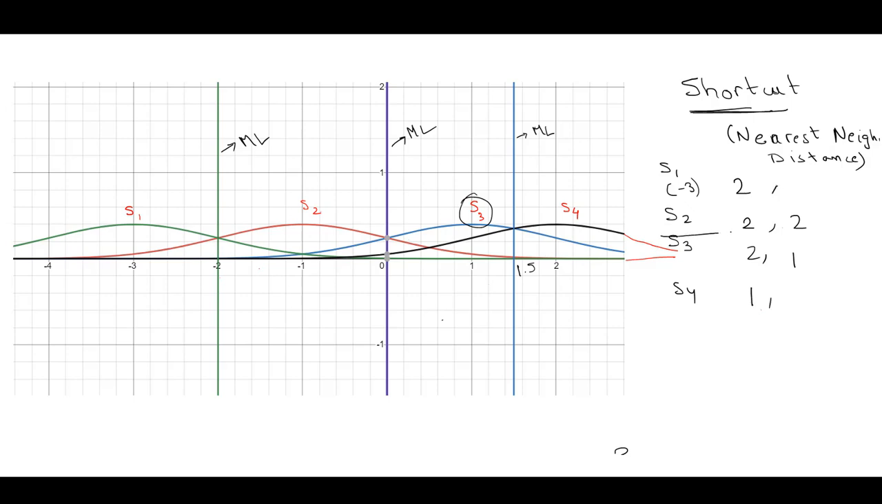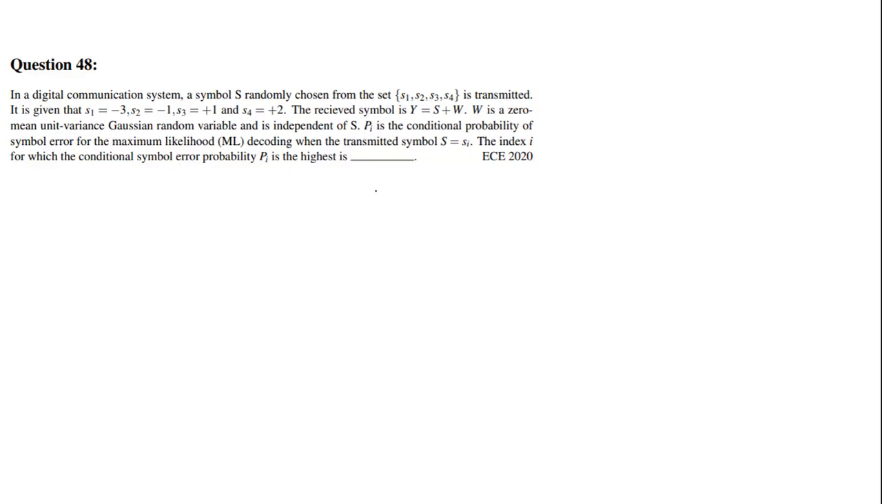So the shortest distance is for S3. The shorter the nearest neighbor distance, the larger the probability of error. But for S4 and S1, the other distance is infinity because there are no other symbols on this side of S4 and no symbol on this side of S1. Hence we can assume it to be infinity. So clearly S3 has the shortest nearest neighbor distance and has the highest PE value. So the value of I is 3, hence the correct answer is 3.